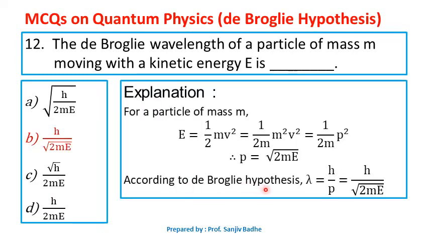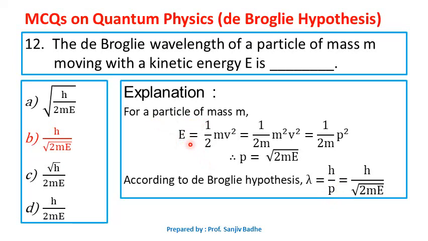According to the de Broglie relation, the wavelength of the wave associated with a particle of mass m and moving with velocity v is given by lambda is equal to h upon p, where p is the momentum of the particle, which is given by the product of mass and velocity. We can write this p in terms of energy by using this simple calculation.